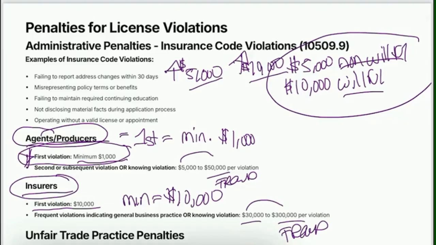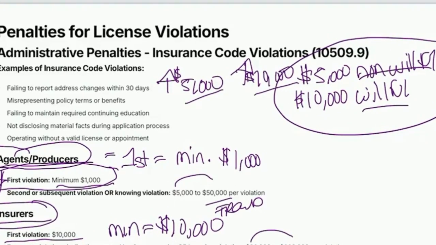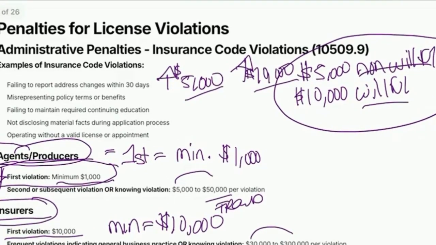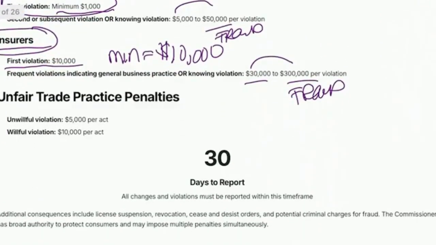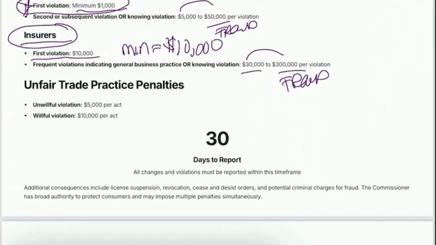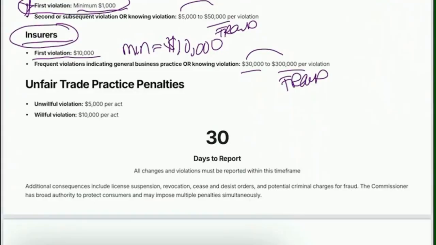So unfair trade practice penalties, as we were talking about: unwillful violation, up to $5,000 per act, up to $10,000 per act for willful. Additional consequences include license suspension, revocation, cease and desist orders, potential criminal charges for fraud. The commissioner has broad authority to protect consumers and impose multiple penalties simultaneously. So just make sure that you are comfortable with how they're asking that and what they're looking for.